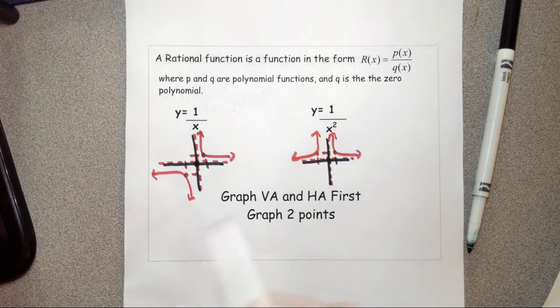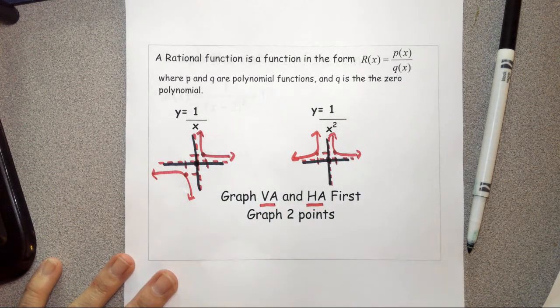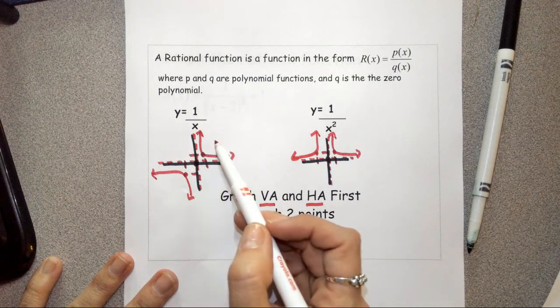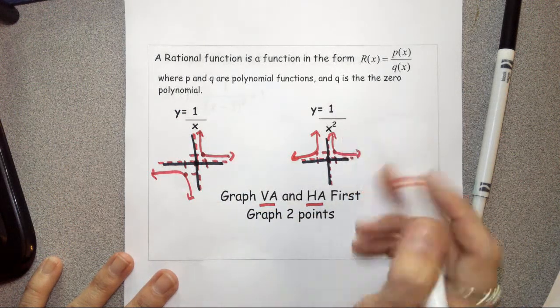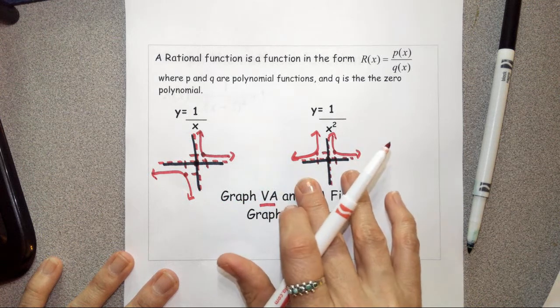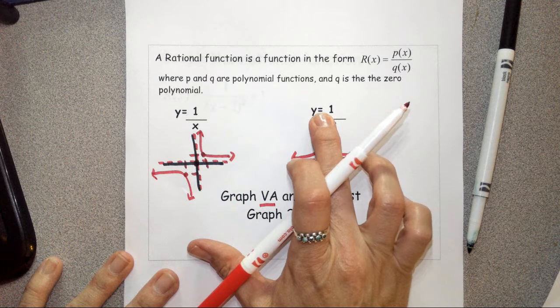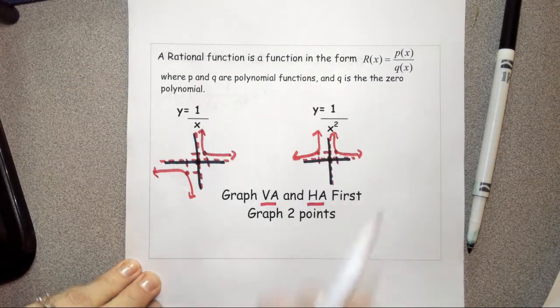So when you're graphing 1 over x and 1 over x squared, the first thing you're always going to do is graph your vertical and your horizontal asymptotes. Then you're going to graph 2 points. If it's a 1 over x, you're going to have one on the right side and one on the left side at the bottom. If it's a 1 over x squared, they're both either going to be on the top or both going to be on the bottom. The only way they're both going to be on the bottom is if this is a negative. The only way these 2 arms would flip is also if it were a negative.